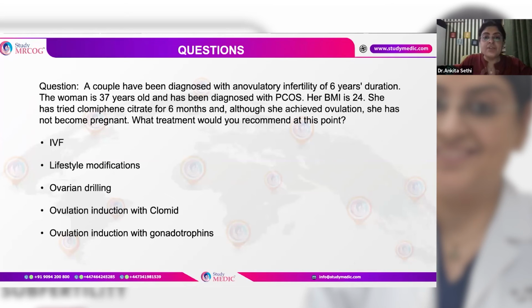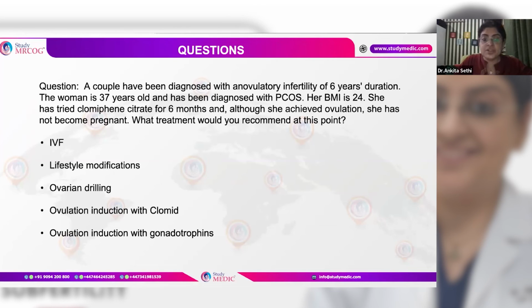A couple have been diagnosed with anovulatory infertility of 6 years duration. The woman is 37 years old and has been diagnosed with PCOS. Her BMI is 24. She has tried Clomiphene Citrate for 6 months. Although she achieved ovulation, she has not become pregnant. What treatment would you recommend at this point? This is one of the parts of the EMQs.